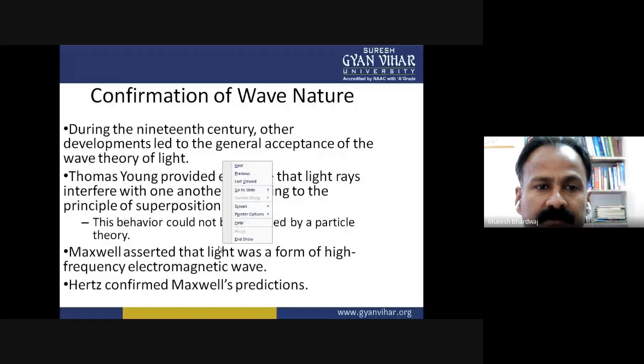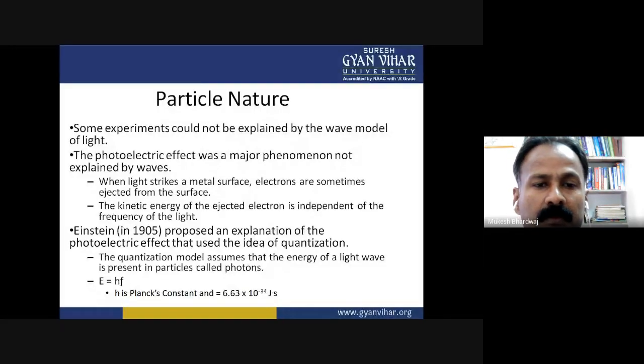particle nature. Some experiments could not be explained by the wave model of the light.